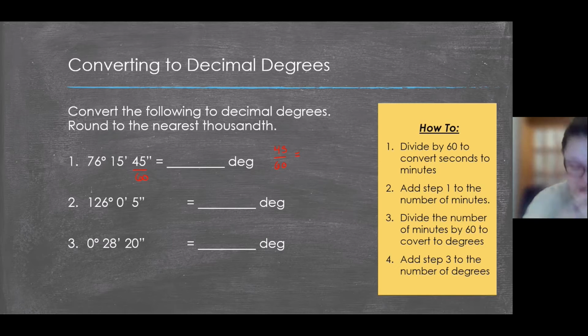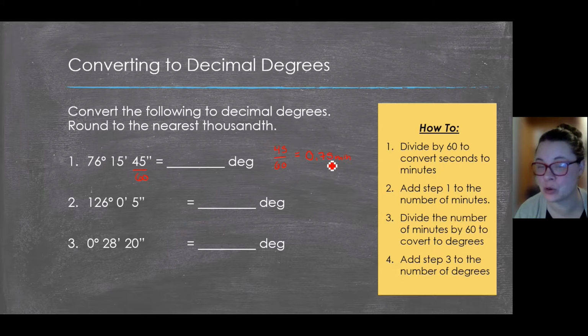let me pull my calculator out here. It's too early in the morning for me to rely on head math. I haven't had enough coffee yet. So we get 0.75 minutes. So 45 seconds is 3/4 of a minute. We're going to add that onto our minutes. So now we take our 15 minutes plus 0.75 and we get 15.75, and we divide that by 60 to get what our decimal is for the degrees.